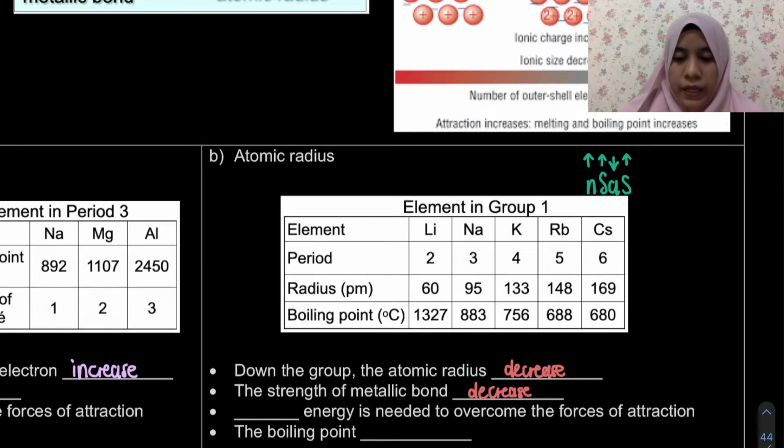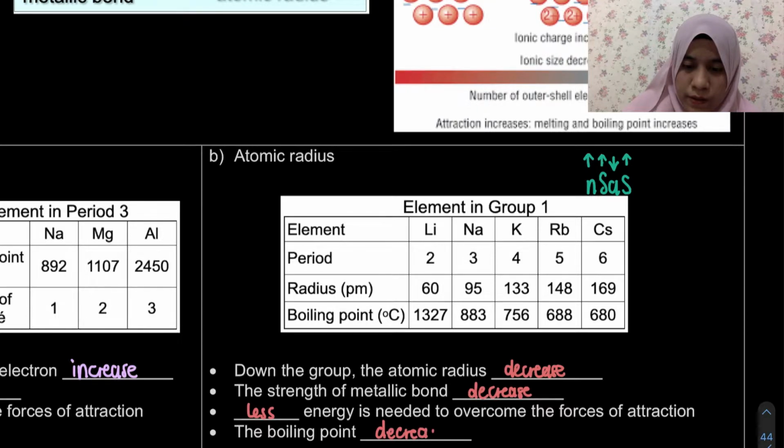Okay. Okay, less energy is needed to overcome the force of attraction. And then the boiling point pun akan decrease. Okay.